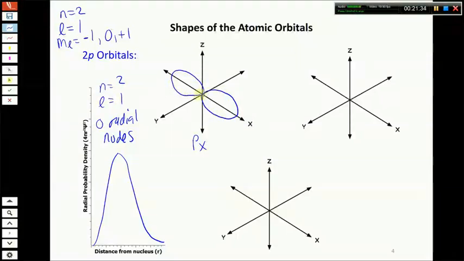Now, one thing your book doesn't show, but I think is important to cover now because it will be important in some of the stuff we talked about in chapters 3 and 4, is that the p orbital actually has 2 phases.